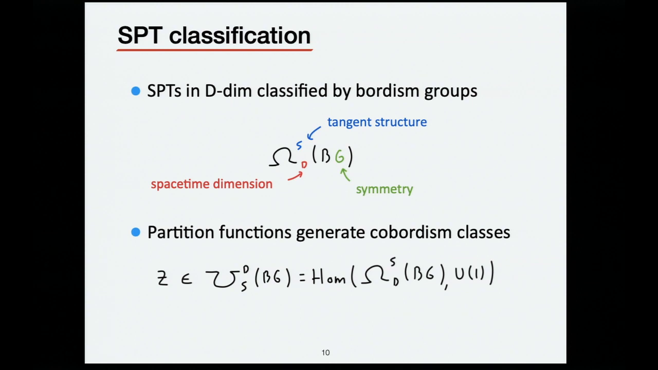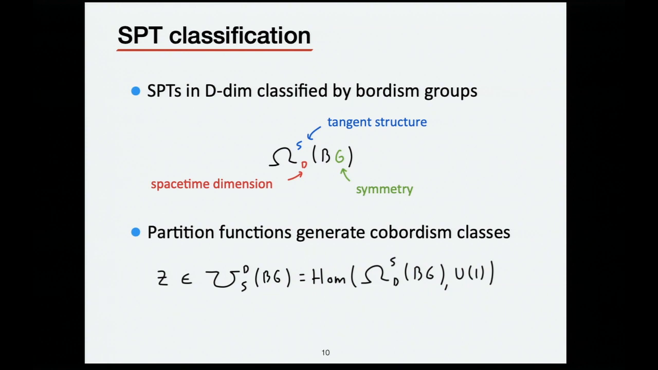In the given dimension, the equivalence classes are, well, we have some manifold, and if there exists a one-higher-dimensional manifold that interpolates between this one and that one, while keeping all these structures smoothly in between, then we say that these two are in the same class.